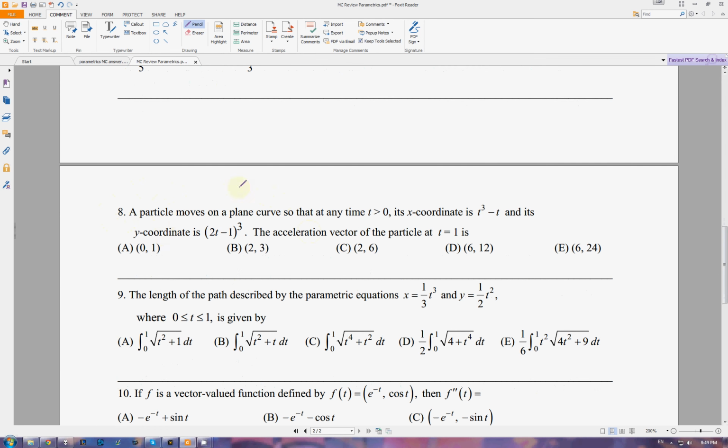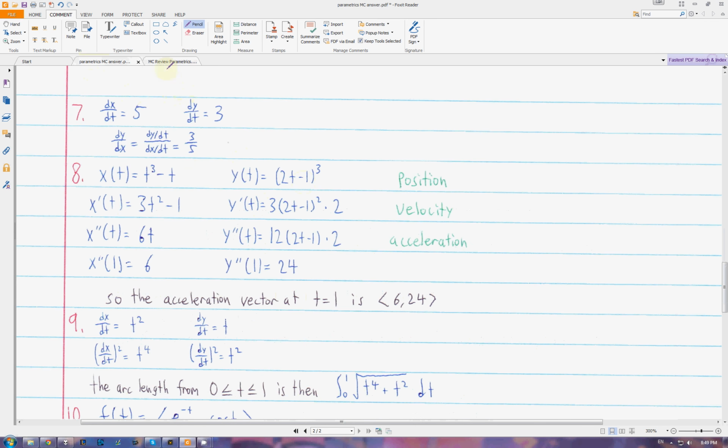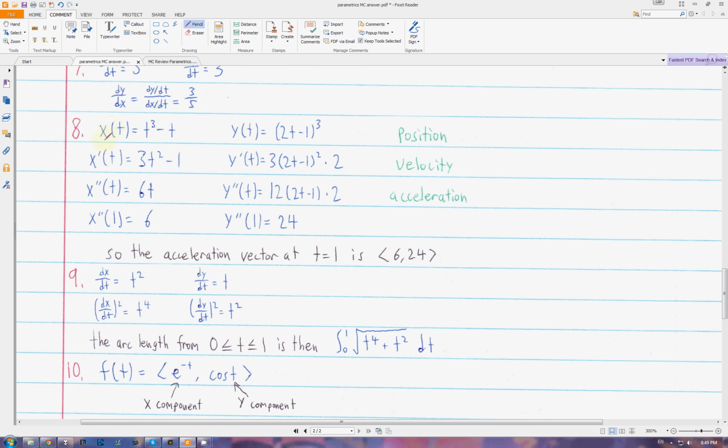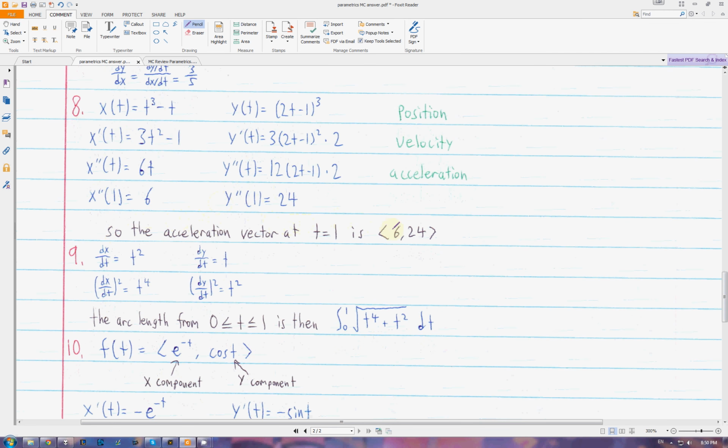Problem number 8 is another acceleration vector problem. So it gives us the position vector as the parametric equations. So we differentiate once to get the velocity equations, and then twice to get the acceleration equations. And then after that, we just plug in t equals 1 to find the x and y components of the acceleration. So the vector is 6, 24.